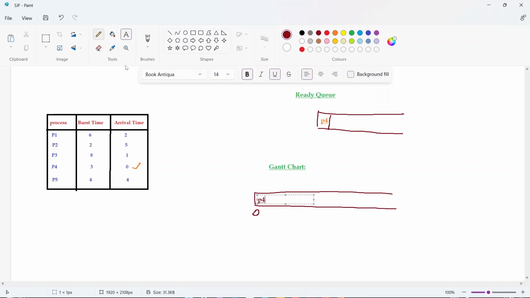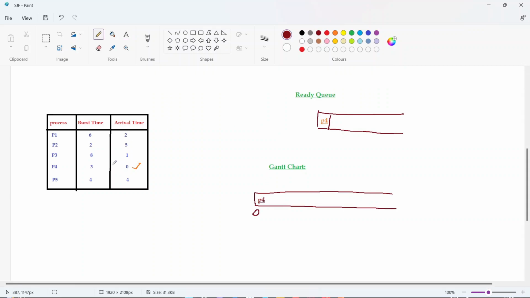Now P4 we have started executing. How many seconds it requires? It requires 3 seconds. So let us execute for 1 second. Remember, this is non-preemptive. Until and unless P4 finishes execution, CPU will not be released. But at each interval, we need to check whether a new process is arriving or not. Let us consider after executing for 1 second, we need to check the arrival time. Any new process is coming. If a new process is coming, we need to add that one to the ready queue. So P4 executed for 1 second.